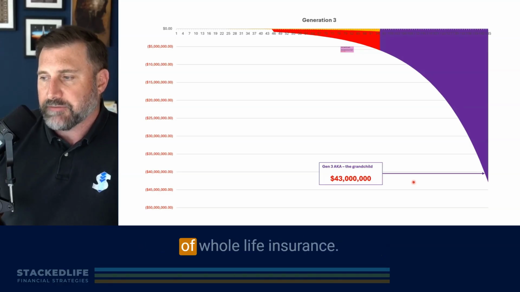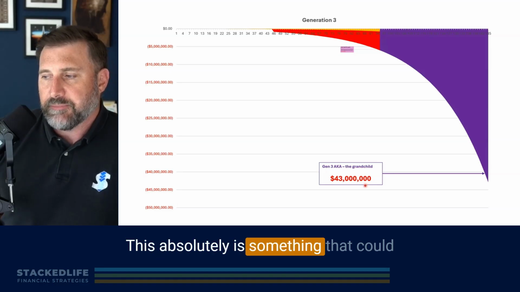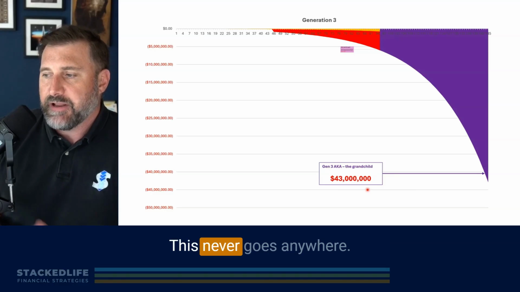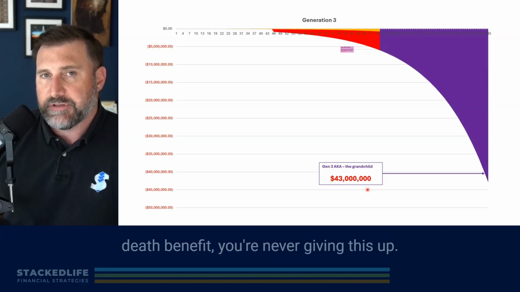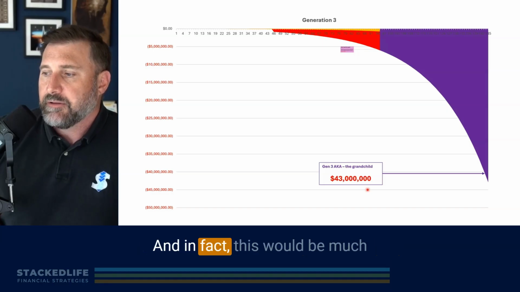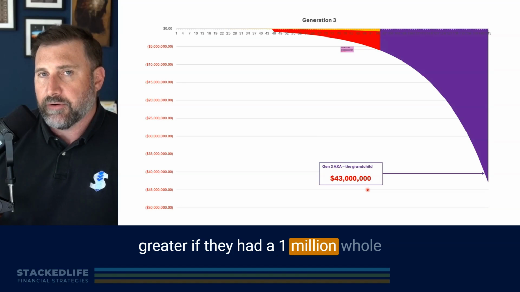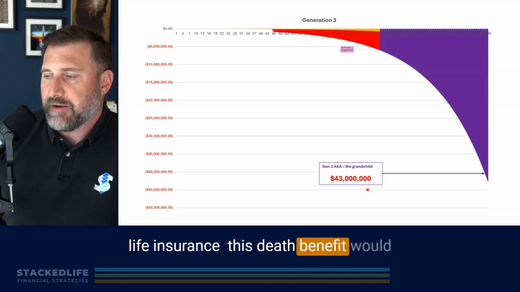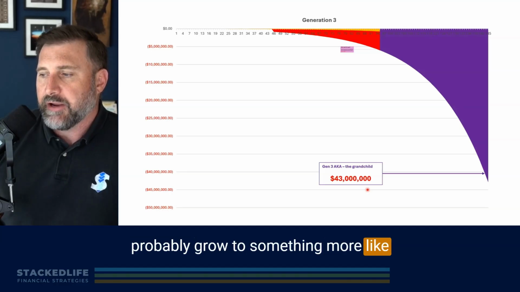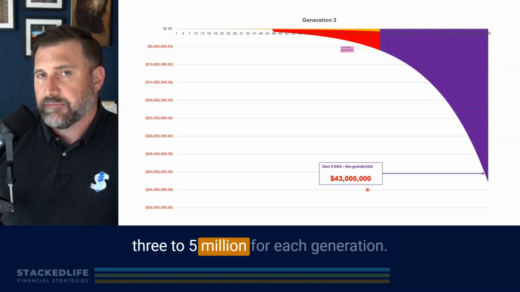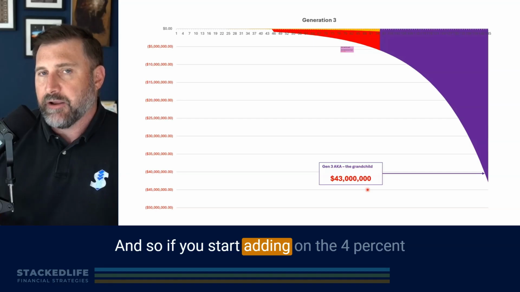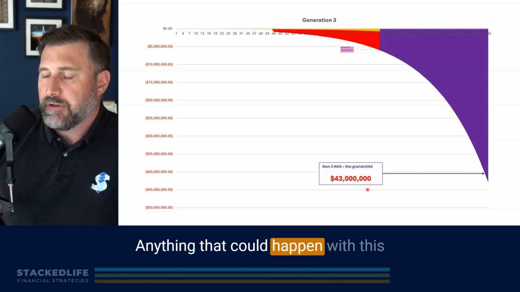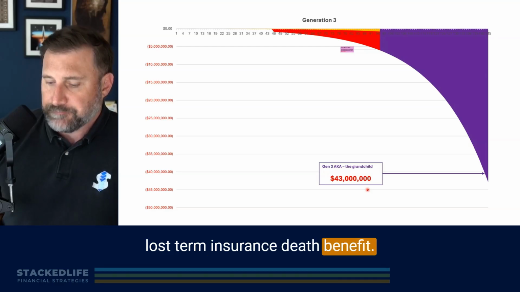People look at the price of whole life insurance. This absolutely is something that could stay in that family, in that estate, if they had a permanent death benefit. This never goes anywhere if you have a permanent life insurance death benefit. You're never giving this up. And in fact, this would be much greater if they had a $1 million whole life insurance policy, because the way that we structure whole life insurance, this death benefit would probably grow to something more like $3 to $5 million for each generation. And so if you start adding on the 4% onto those numbers, it just starts to dwarf anything that could happen with this lost term insurance death benefit.